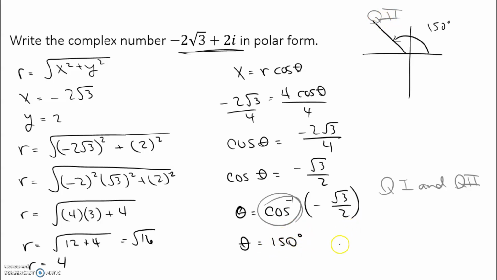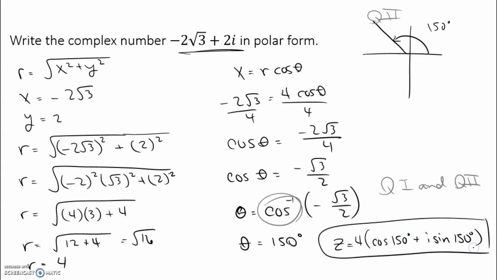Alright, so the polar form of our complex number would be 4 cosine of 150 plus i sine of that same number, 150. And that would be your final answer right there.